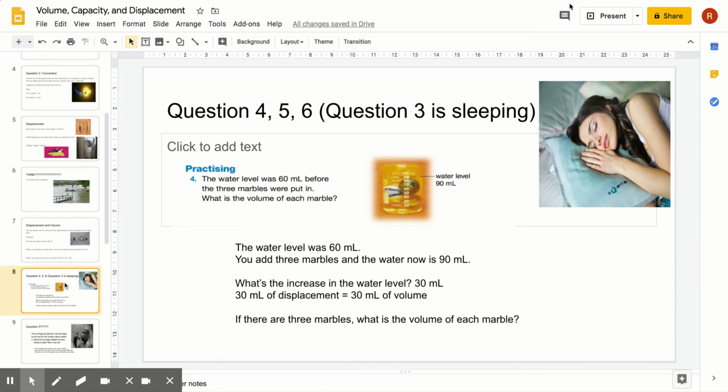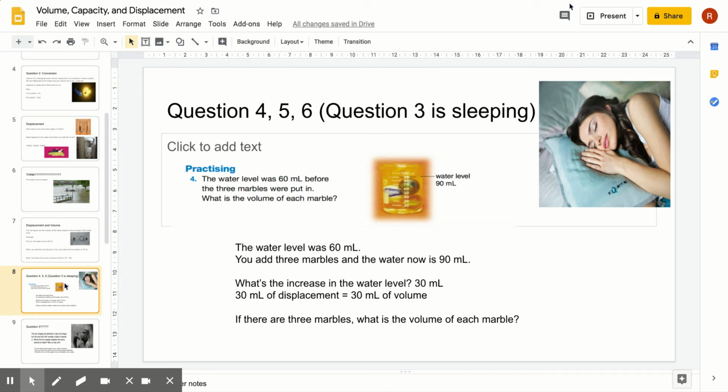Okay, questions 4, 5, and 6. Yes, question 3 is sleeping. It went bye-bye. Question 4 is displacement. So water level was 60 mils. You put in 3 marbles. The water level increased to 90 milliliters.